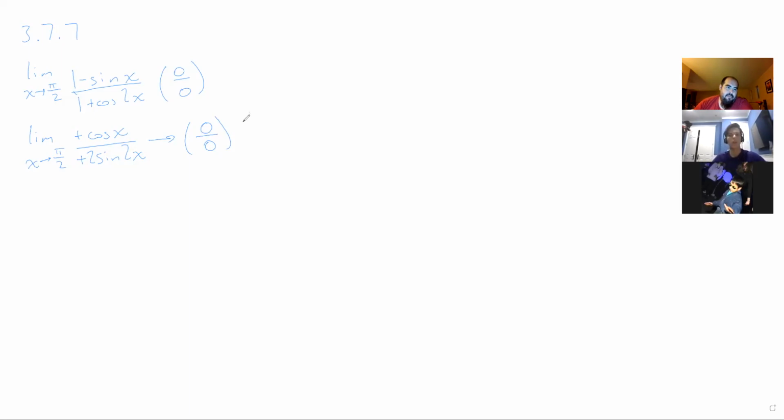So that's my question as well. At the bottom part right there, the 2 sine 2x, when you're plugging in pi over 2, do you multiply that 2 with pi over 2? This one, yeah. Okay. So then that would technically be 2 pi over 2, which is just pi. And so, oh yeah, that would still be 0.